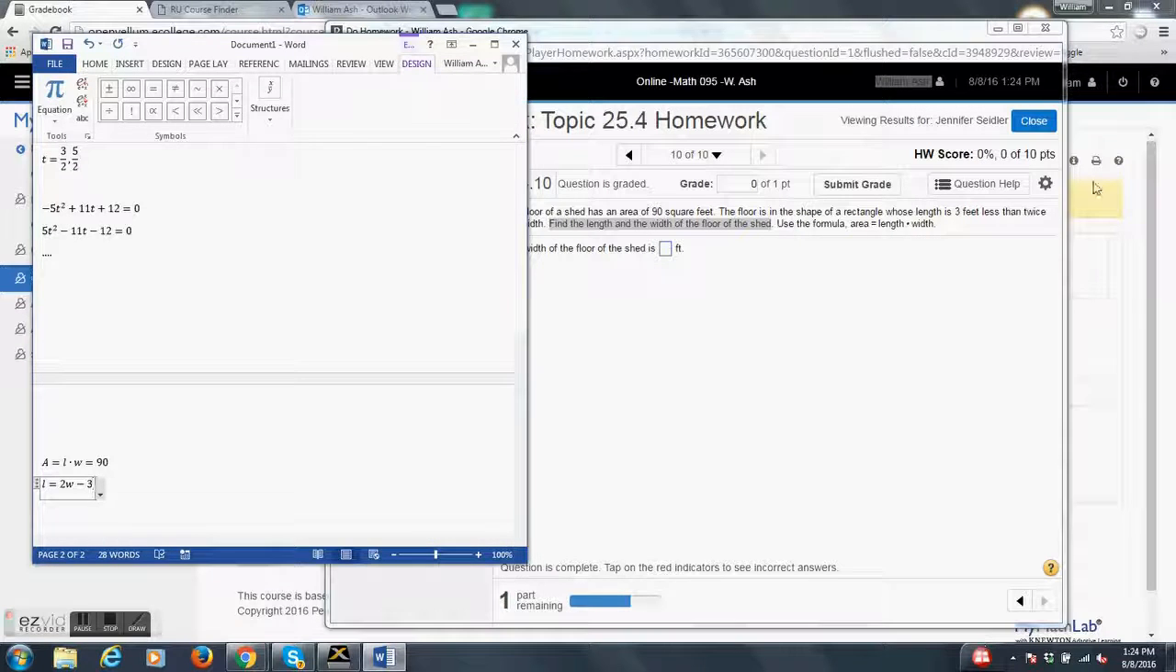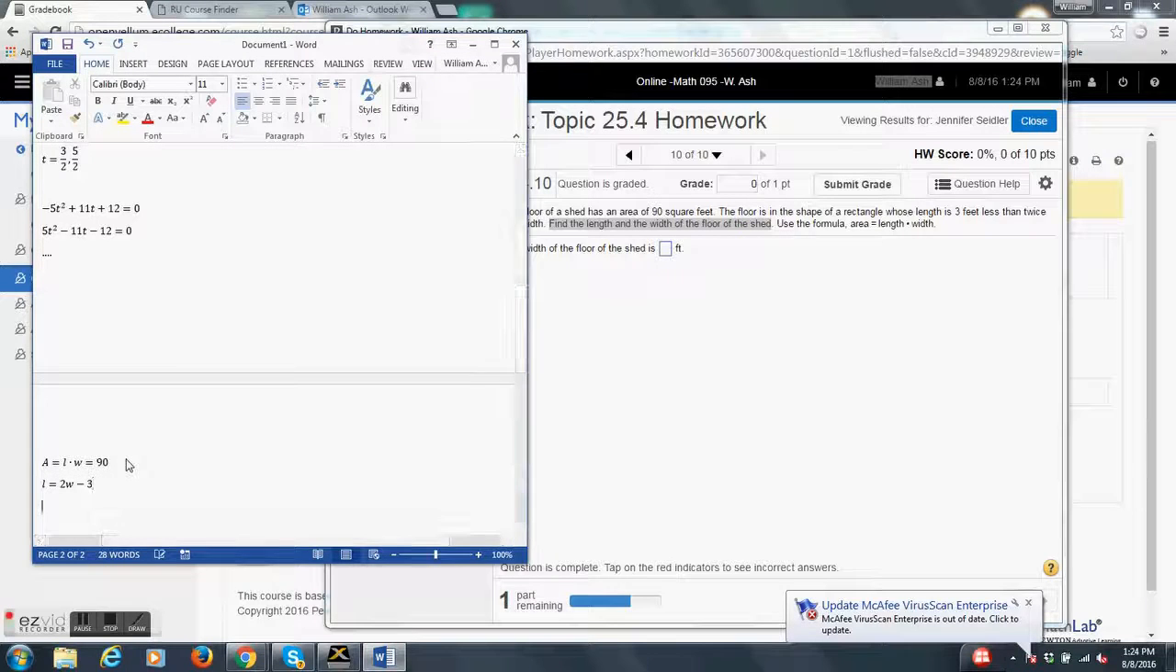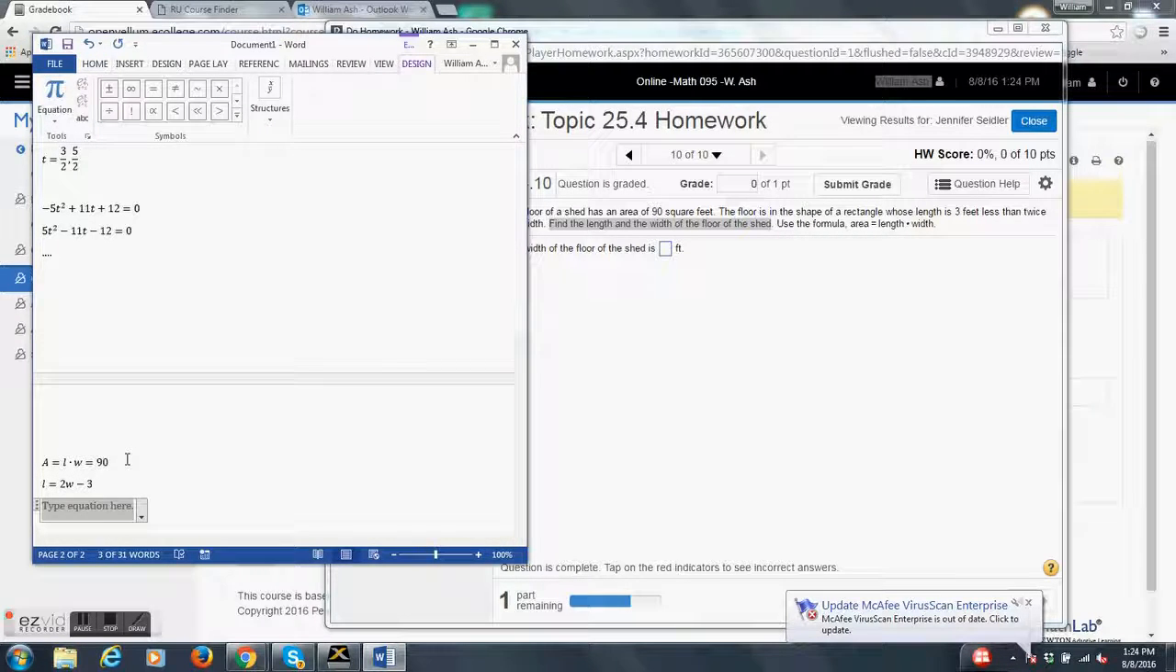You know what I always do with these situations when it's 3 feet less than twice the width? I just insert a number in there for the width. Twice 8 is 16, and 3 feet less is 13. So of course you subtract afterwards. Now I have a length in terms of width. So I can say that the width times the length, which is 2w minus 3, is going to equal 90.